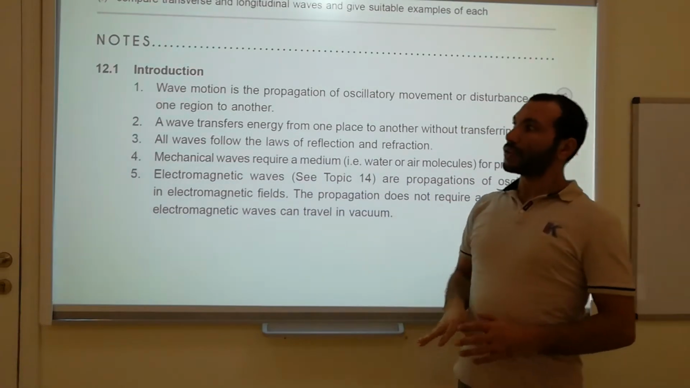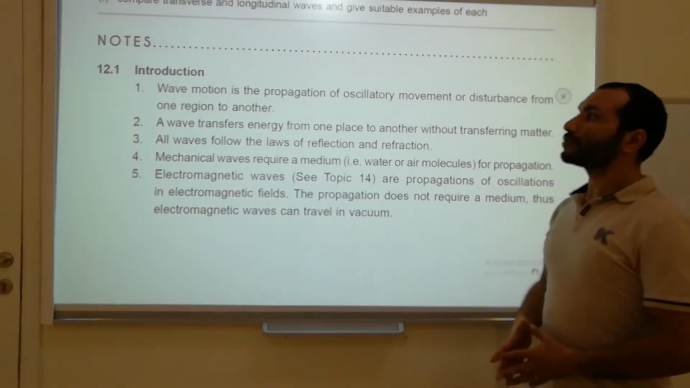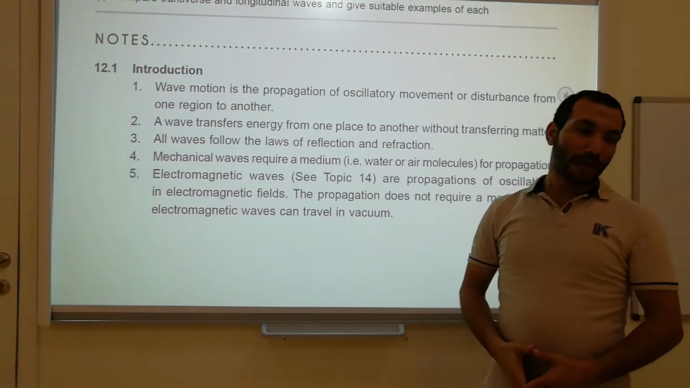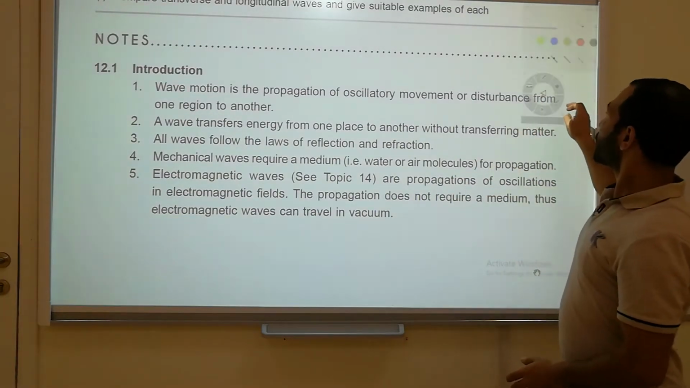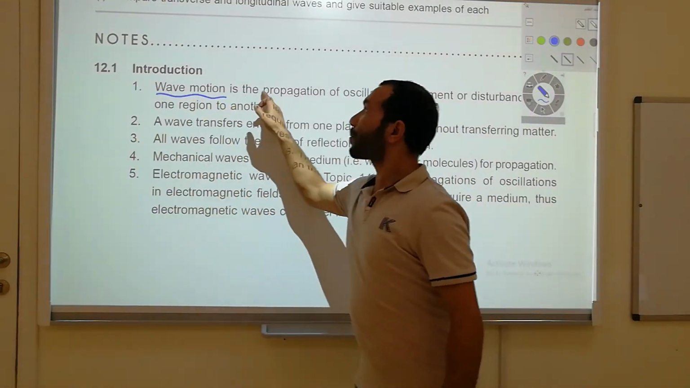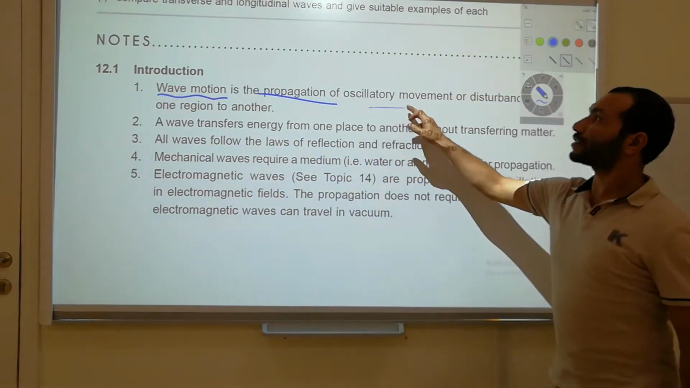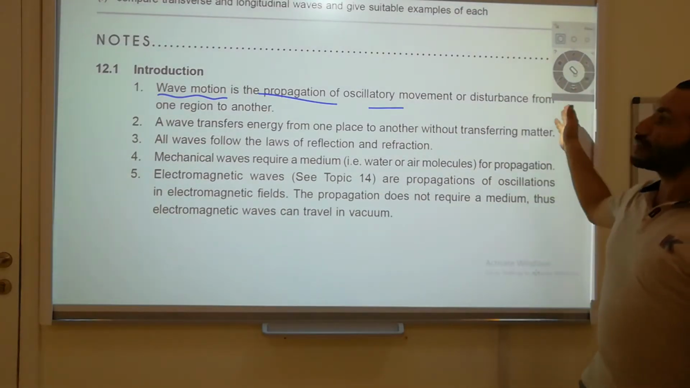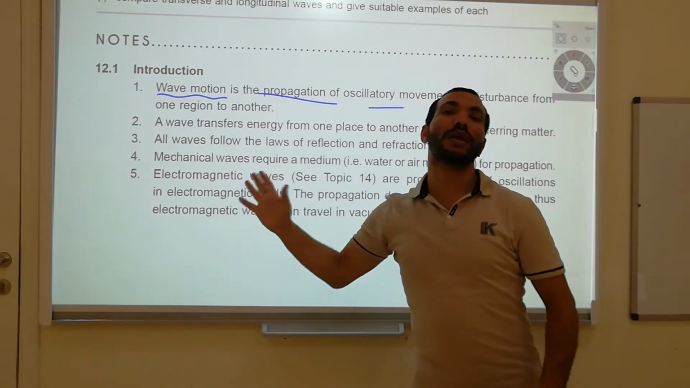Number one, the wave motion. What is the meaning of wave motion? Wave motion is the propagation of the oscillatory movement or a disturbance from one region to another.